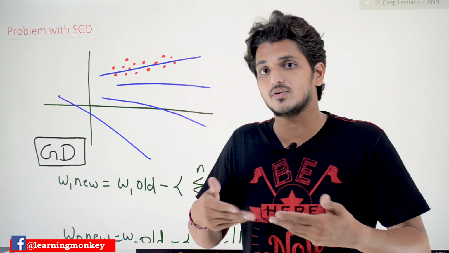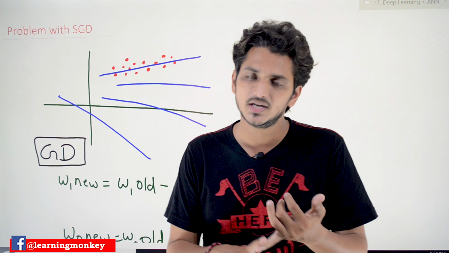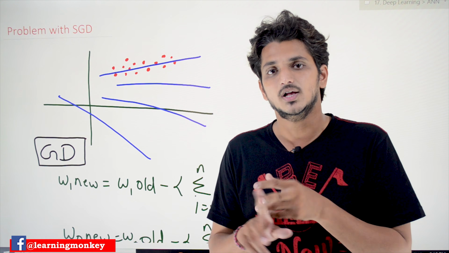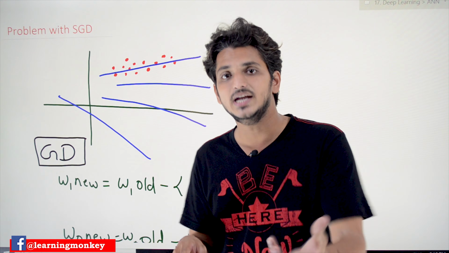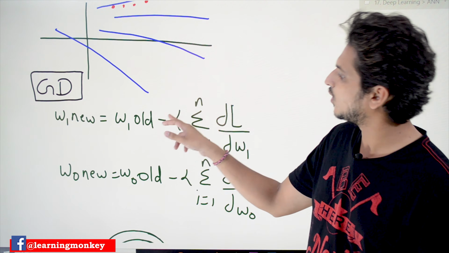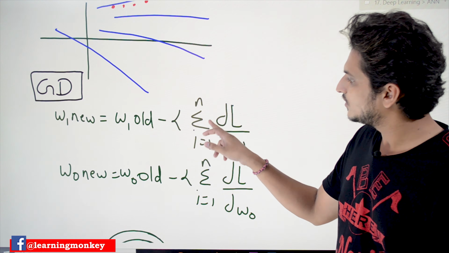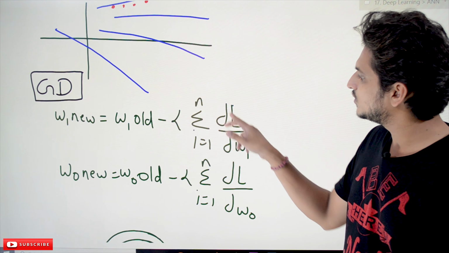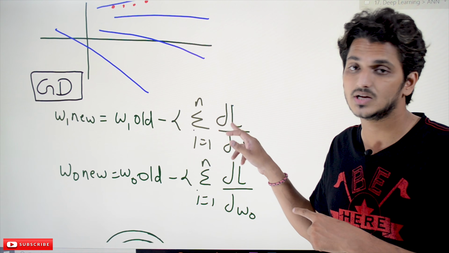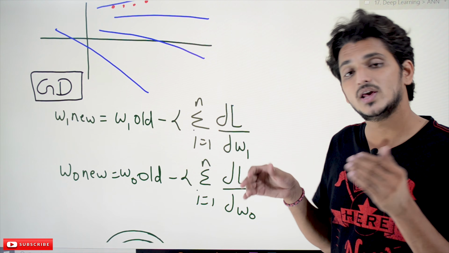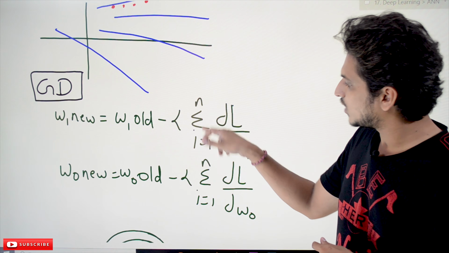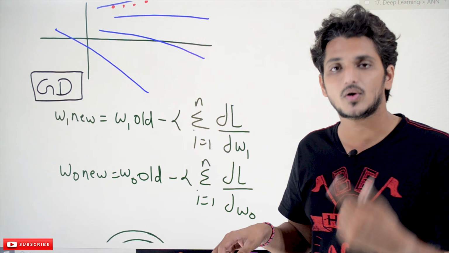In order to update our weights, we can use gradient descent, stochastic gradient descent, or batch gradient descent. So what happens if we use gradient descent? The gradient descent equation is W1 new is equal to W1 old minus alpha into sigma i is equal to 1 to n of dou L by dou W1. That means we are differentiating our loss function with respect to W1 and substituting our data points in. So 1 to n means n data points.